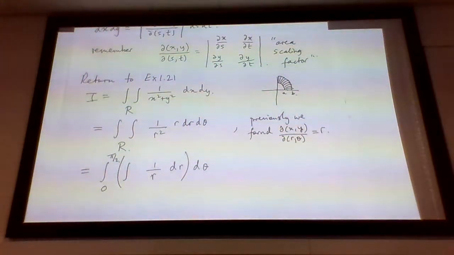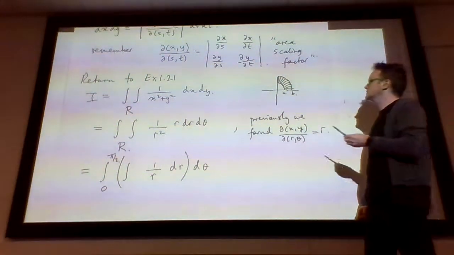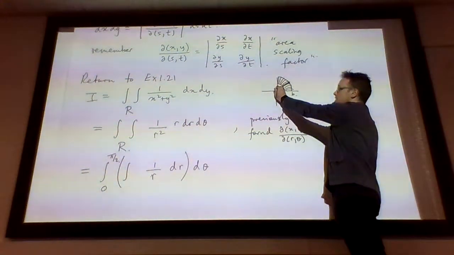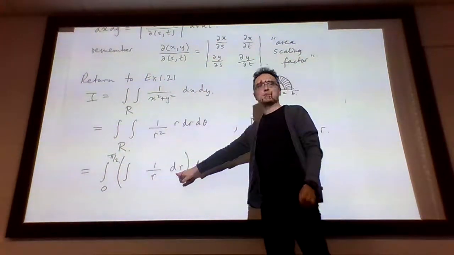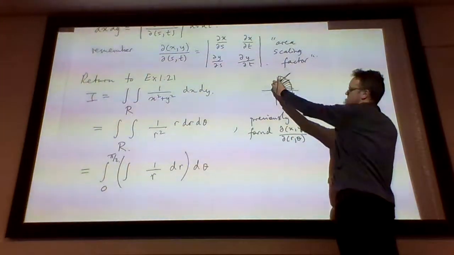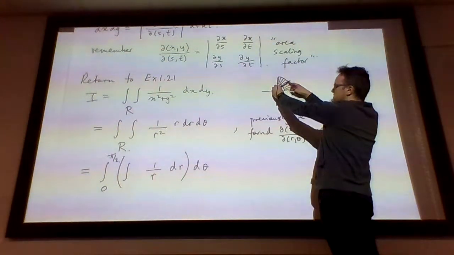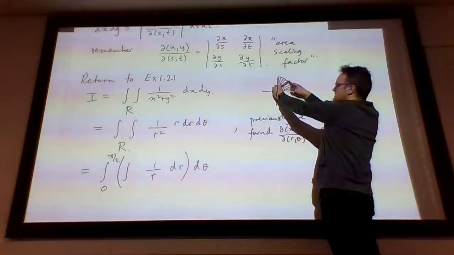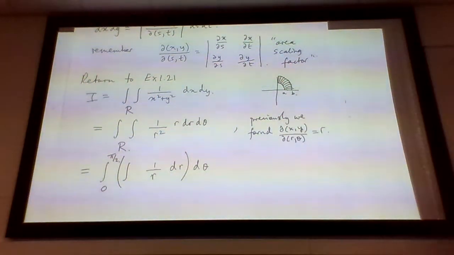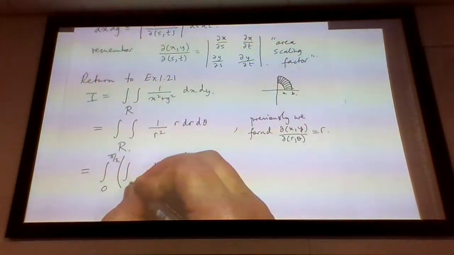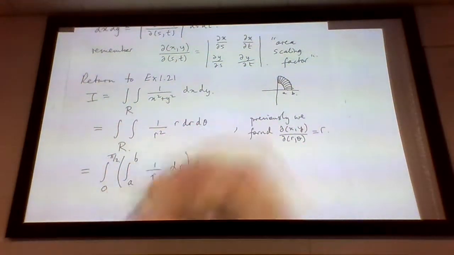And for a typical value of theta, so a typical value of theta is something in the middle, between what limits of the other variable are we integrating? Well, the other variable is r. So that question is easy to answer. Between what values of the radius are we integrating to capture the region? Well, we're integrating from radius A up to radius B. So the r integral goes from A to B.